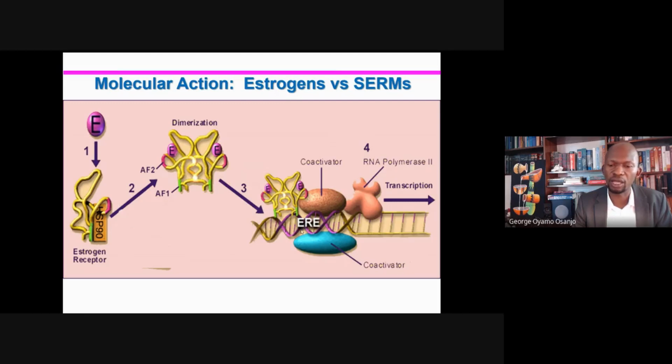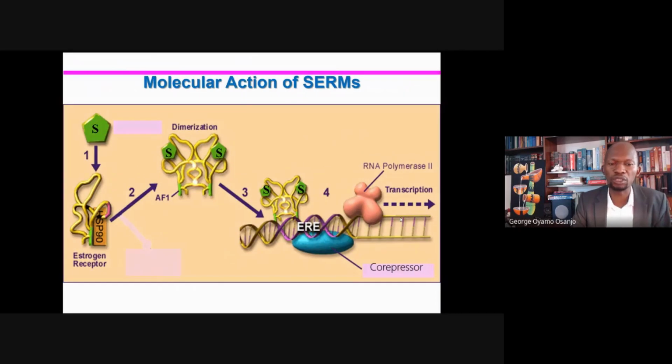This dimerization and the binding of the hormone also facilitates the binding of a number of cofactors or co-activators, which promote the transcription of target genes. So generally, that's how estrogen works, and you saw that. For the selective estrogen receptor modulators, represented here by an S, the mechanism of action is quite similar. The selective estrogen receptor modulator, for example tamoxifen, will bind to the estrogen receptor.